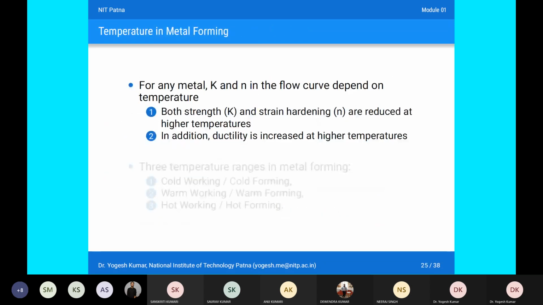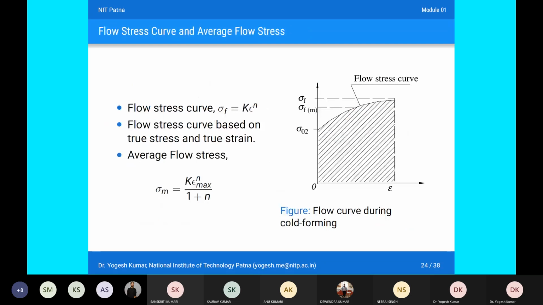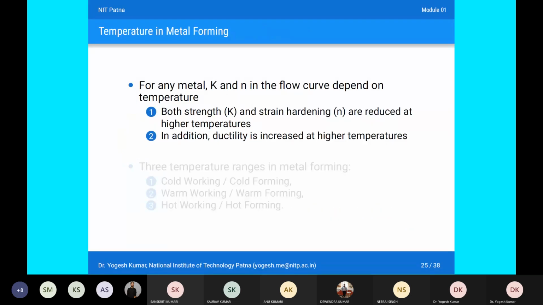Okay, so up to flow stress and average flow stress we have covered till now, and today we are going to start a new topic, that is the effect of temperature in metal forming processes. So in the previous class, perhaps I have told that temperature plays an important role on the material properties. In material properties, basically the ductility and your strength coefficient.